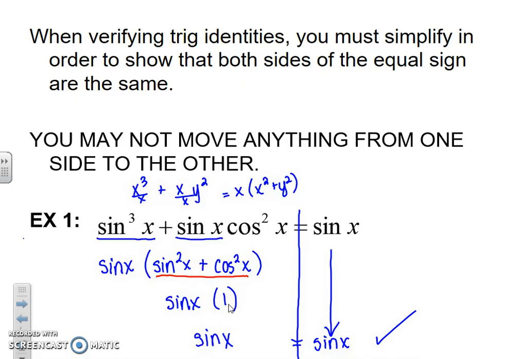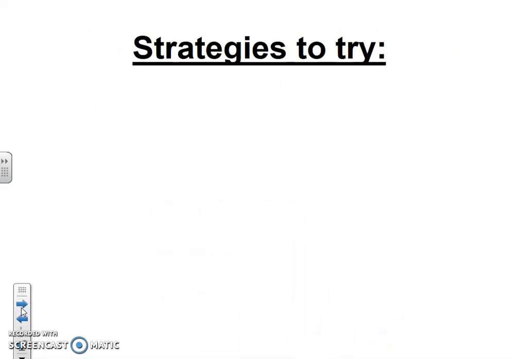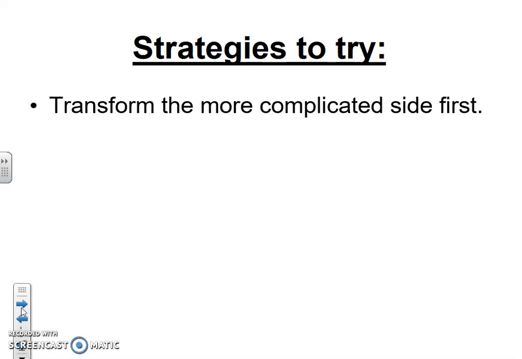Now the difficult part about verifying identities is there is not a set way to solve every problem. Every problem might warrant a different approach. So we don't always factor out a sine x like we did here. Sometimes we might do things that are totally different. So this slide here gives you a few strategies that are good to try. As in the last problem, I transformed the most complicated side first. That would usually be the best approach.